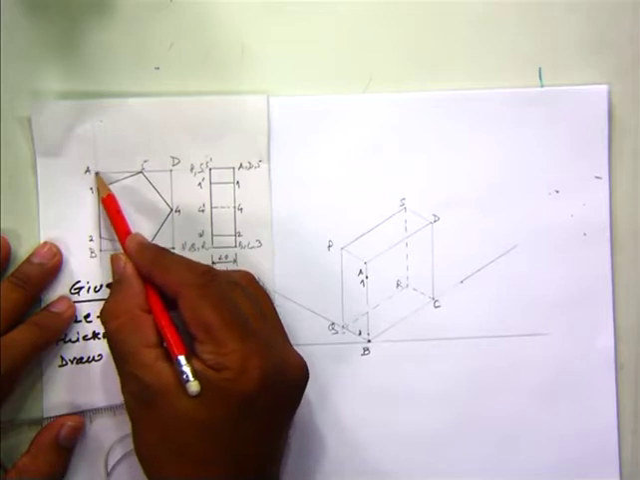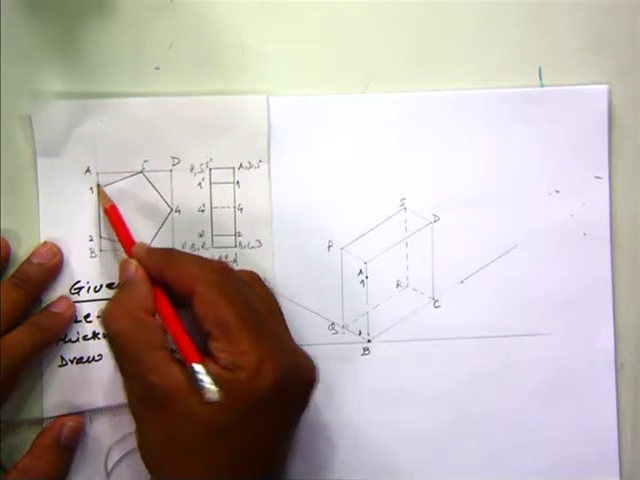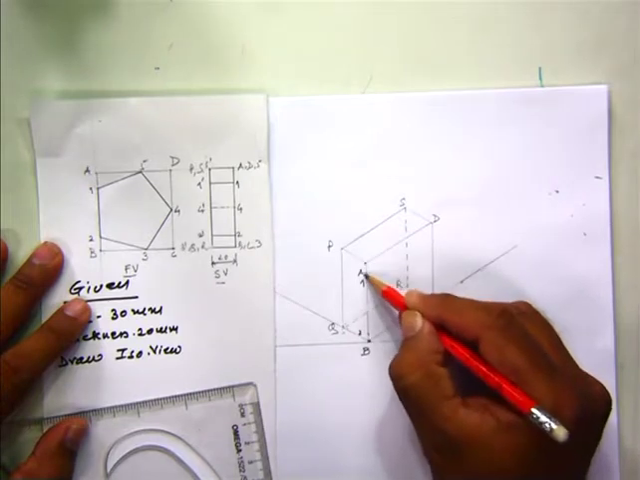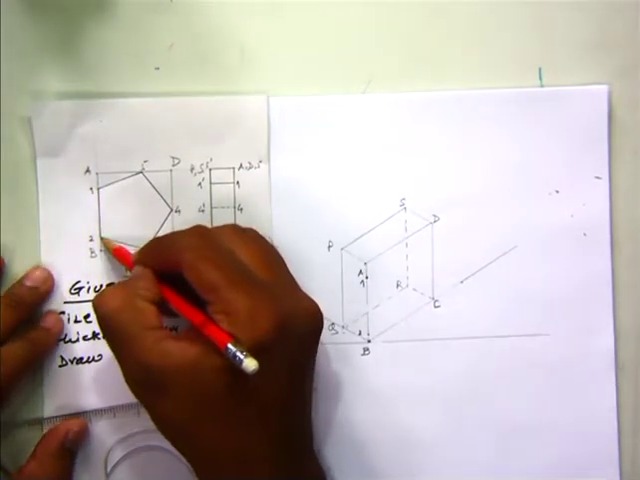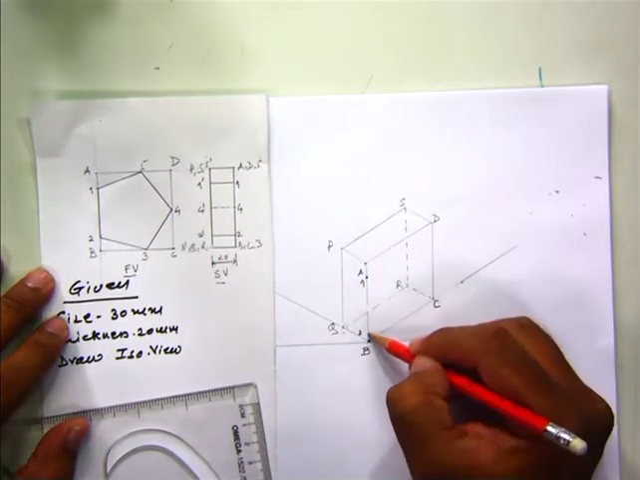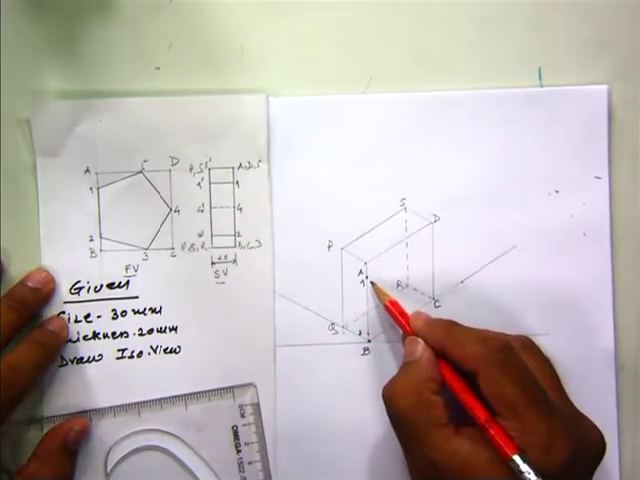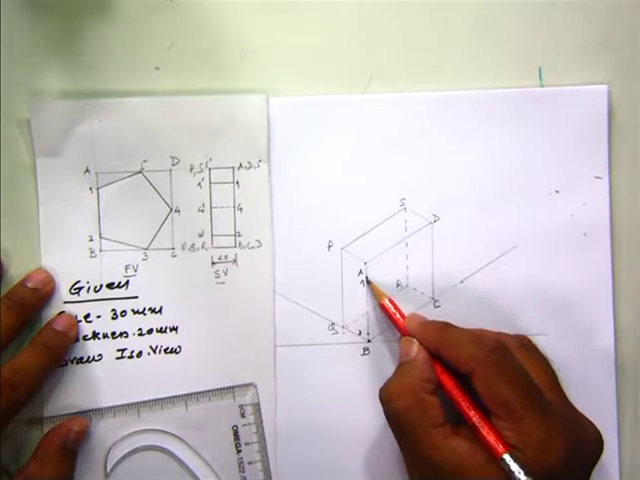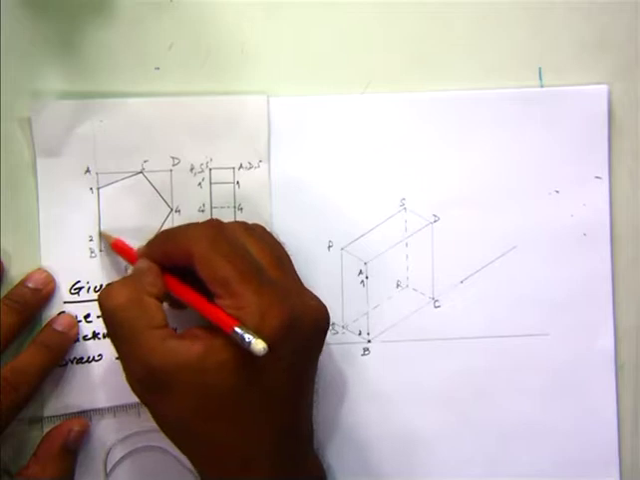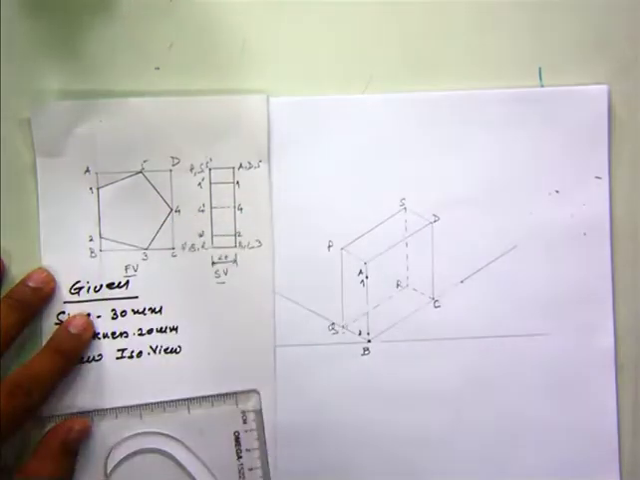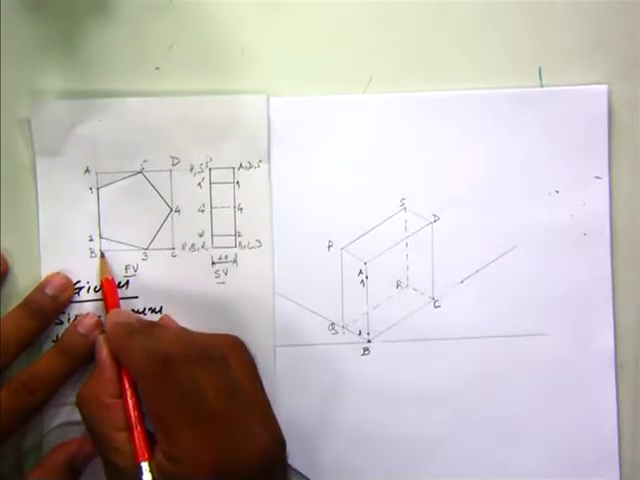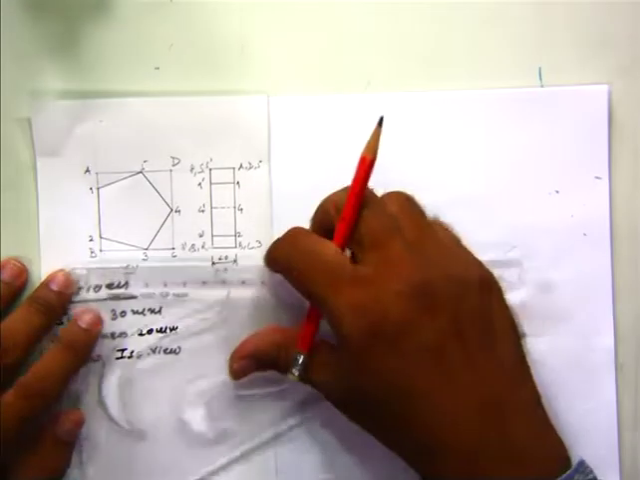Measure the distance between A and 1. The same distance you mark from this A on this line AB, A1. 1 and 2 is the given size of the pentagon, 30 mm. Mark 1 to 2 as 30 mm. So now you will have these points 1 and 2 on AB, with the actual dimensions. From this BC, measure the point 3.